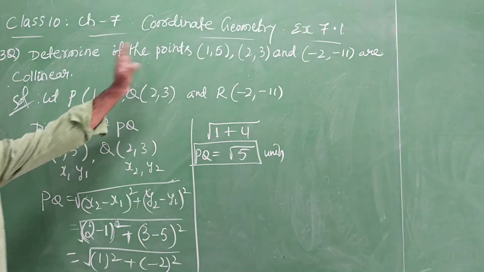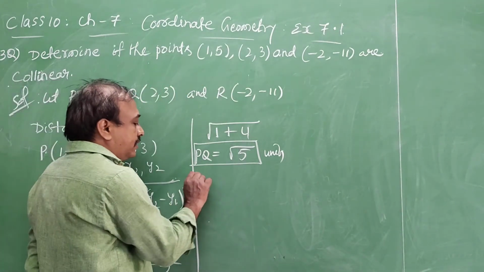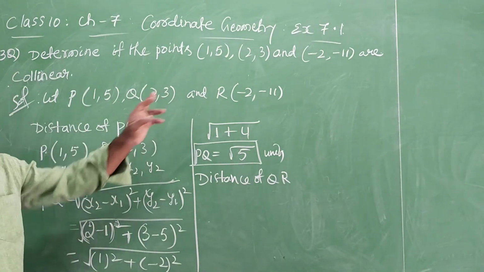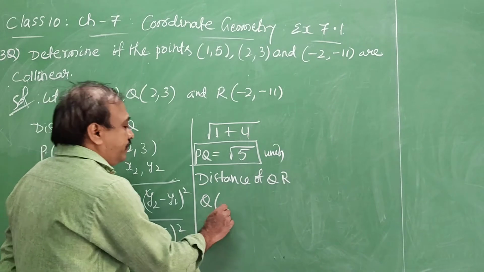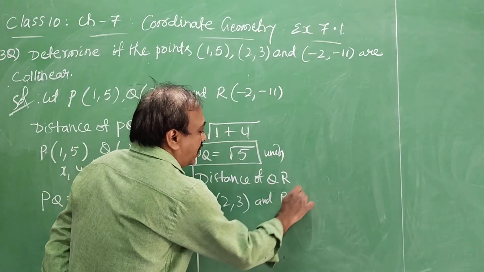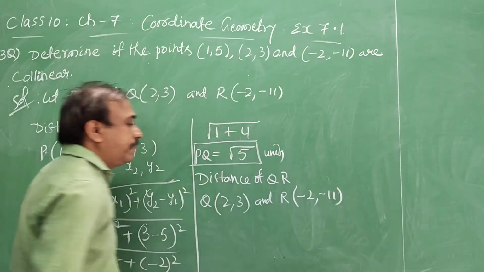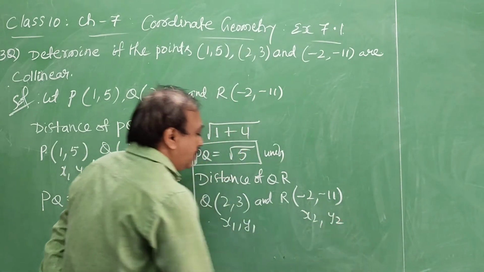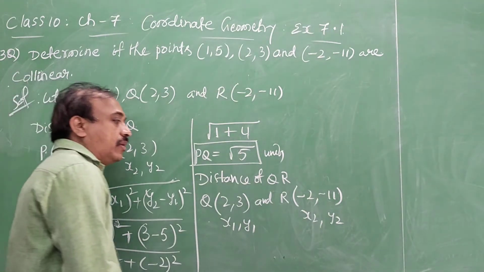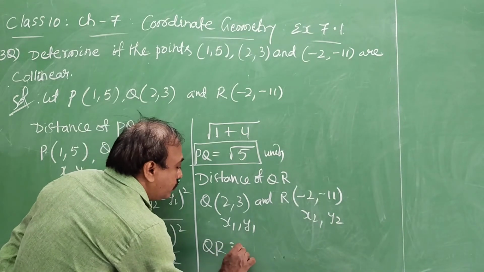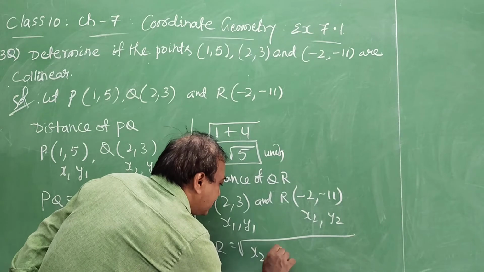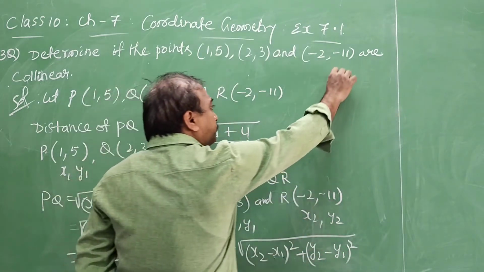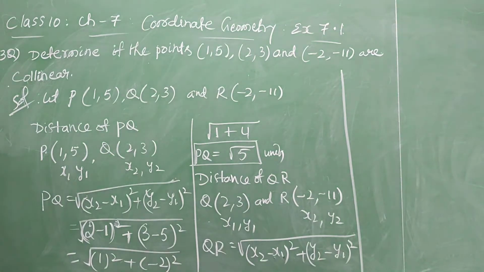Next, QR. Now we are going to find the QR distance, from point Q to point R. Q coordinates are (2, 3) and R coordinates are (-2, -11). With x1, y1 and x2, y2, QR equals root of (x2 minus x1) whole square plus (y2 minus y1) whole square.